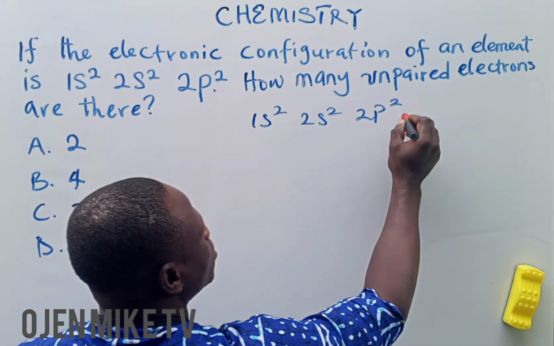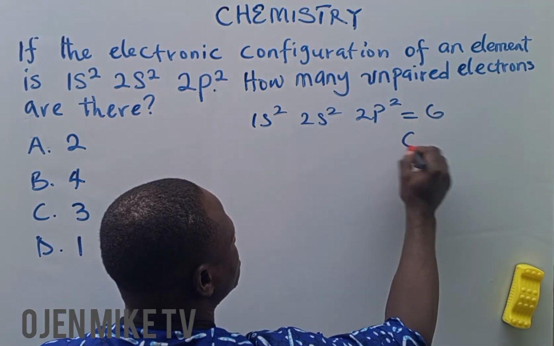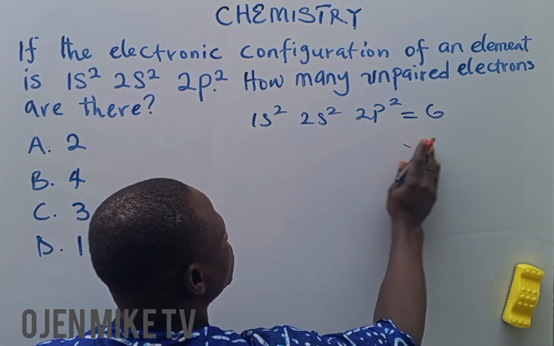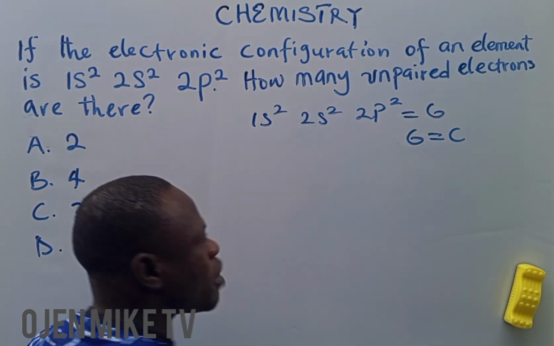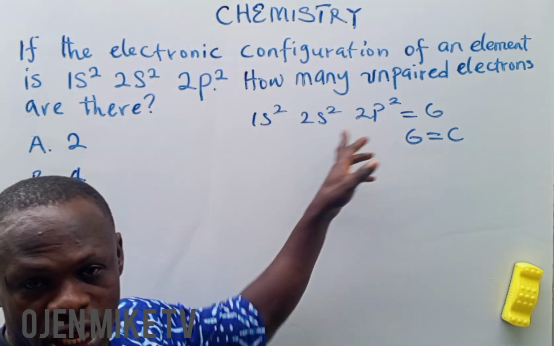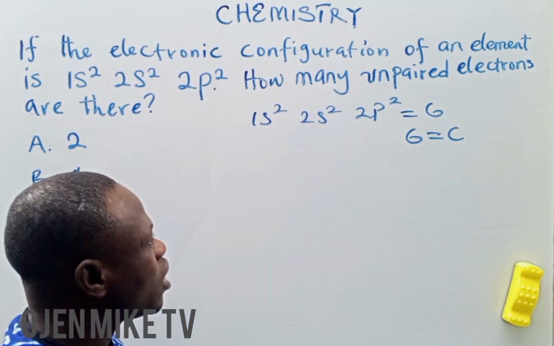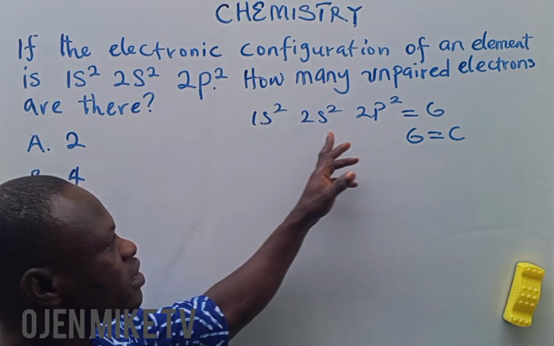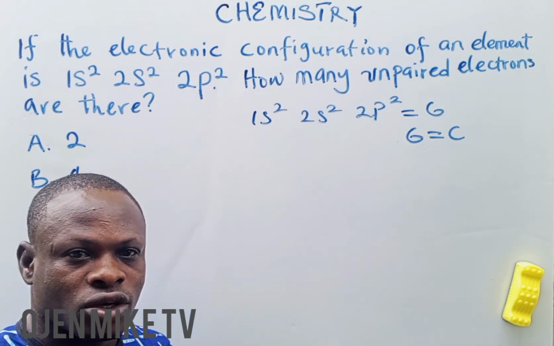We have a total of 6, and 6 is equal to carbon. Carbon has 6 electrons. Okay. Now we are asked to find the unpaired electrons.